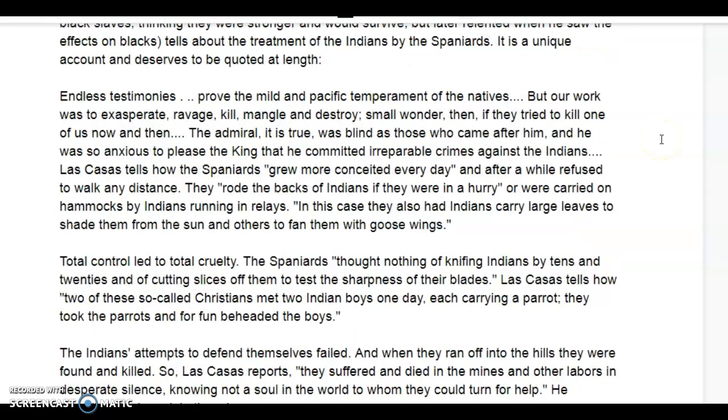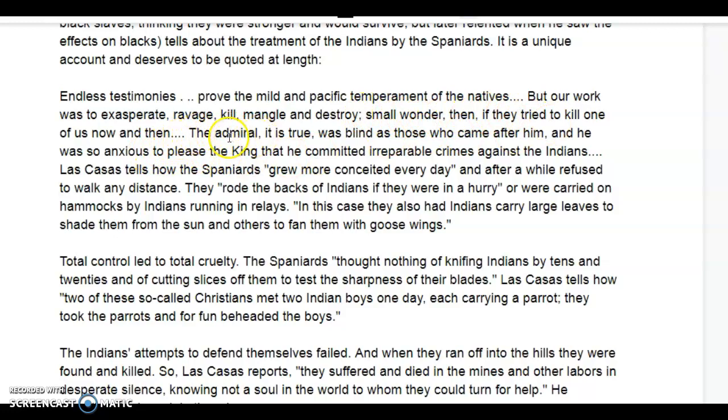So here in this part of Howard Zinn's chapter, we have an excerpt from Las Casas, a Spanish priest who had gone into the Indies and started to record some of the things. He was pretty appalled by the way Christopher Columbus and the men had treated the Native Americans. In his report, he writes, "Endless testimonies prove the mild and peaceful temperament of the natives. But our work was to exasperate, ravage, kill, mangle, and destroy. Small wonder then if they try to kill one of us now and then."